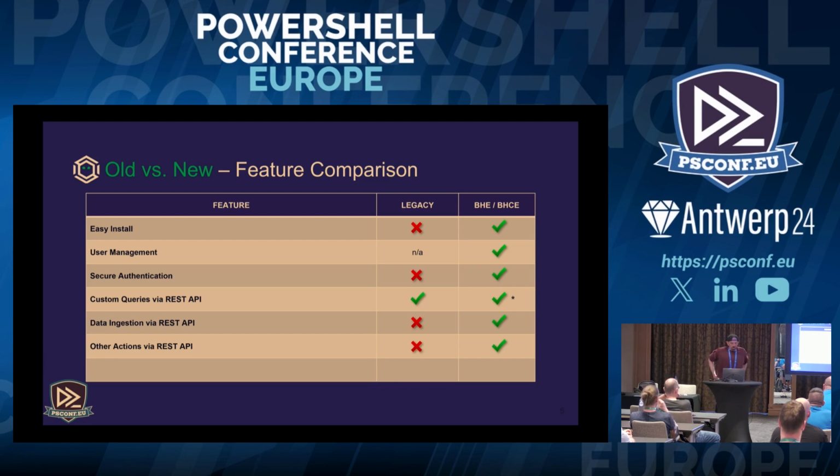Way more secure authentication. I'll go into that when I show you the bit of code for authenticating to the API. Custom Cypher queries, that was in both. So that's what you could do in the old one, was send custom Cypher queries. This is, of course, still possible in the new Bloodhound.